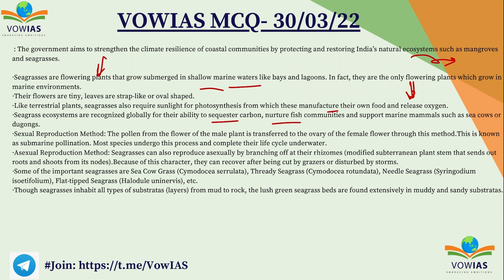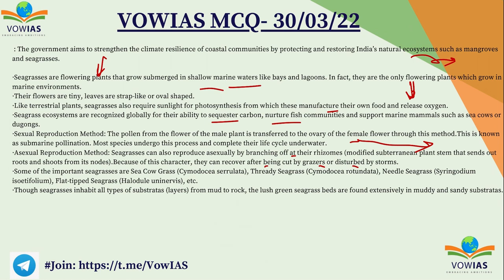And they reproduce by both sexual and asexual methods. In sexual reproduction, the pollen from the flower of the male plant is transferred to the ovary of the female, and it's a submarine pollination. Most species undergo this process and can complete their life cycle underwater. Asexual reproduction is also there, where the seagrass reproduces asexually by branching off at their rhizomes, and because of this character they can recover after being cut by grazers or disturbed by storms.